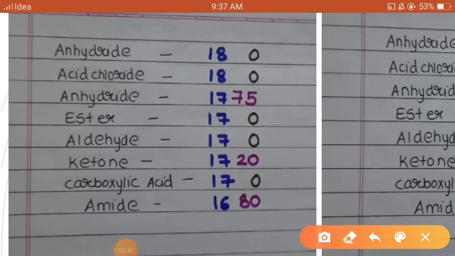The next step is to remember three carbonyl stretching frequencies: the last one, amide, is 1680, ketone is very easy to remember, it is 1720, and for anhydride it is 1775.